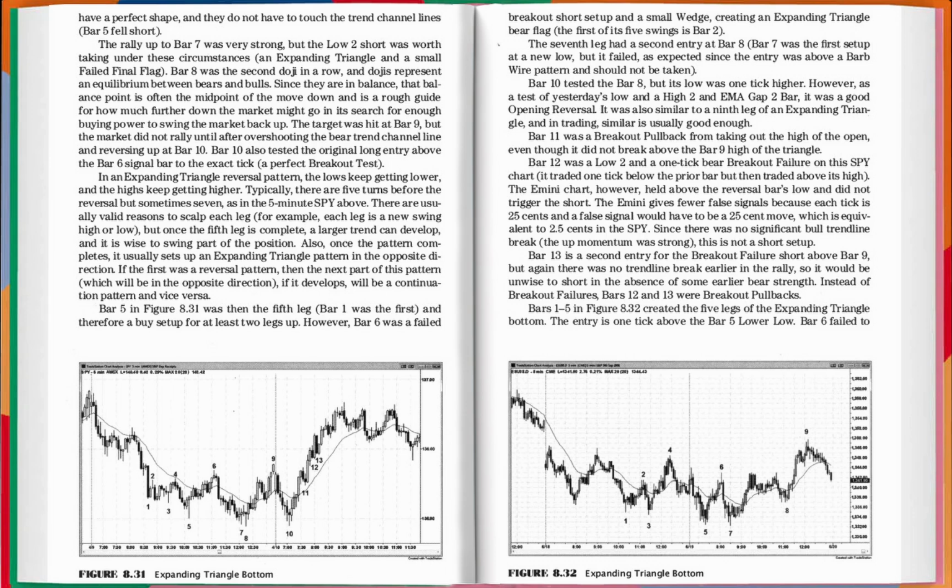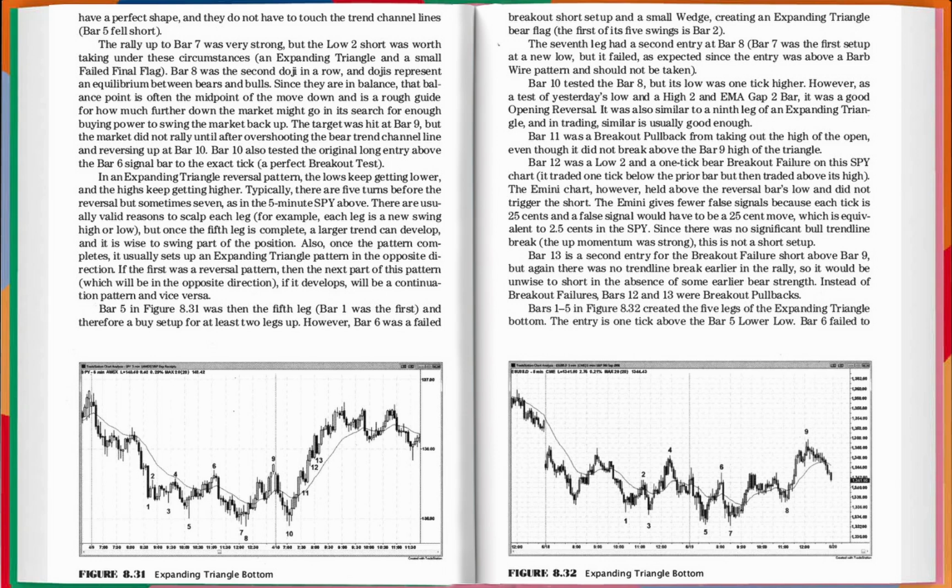Also, once the pattern completes, it usually sets up an expanding triangle pattern in the opposite direction. If the first was a reversal pattern, then the next part of this pattern, which will be in the opposite direction, if it develops, will be a continuation pattern and vice versa. Bar 5 in figure 8.31 was then the 5th leg, bar 1 was the first, and therefore a buy setup for at least 2 legs up.